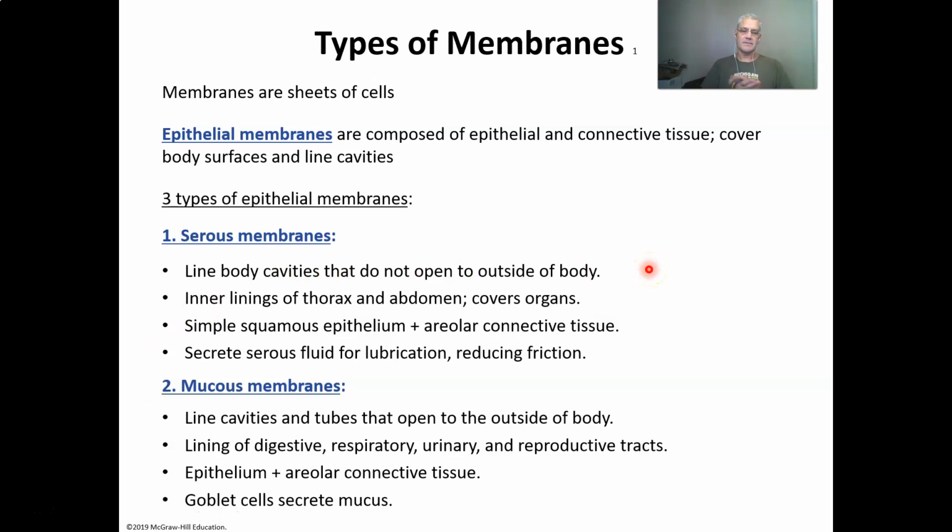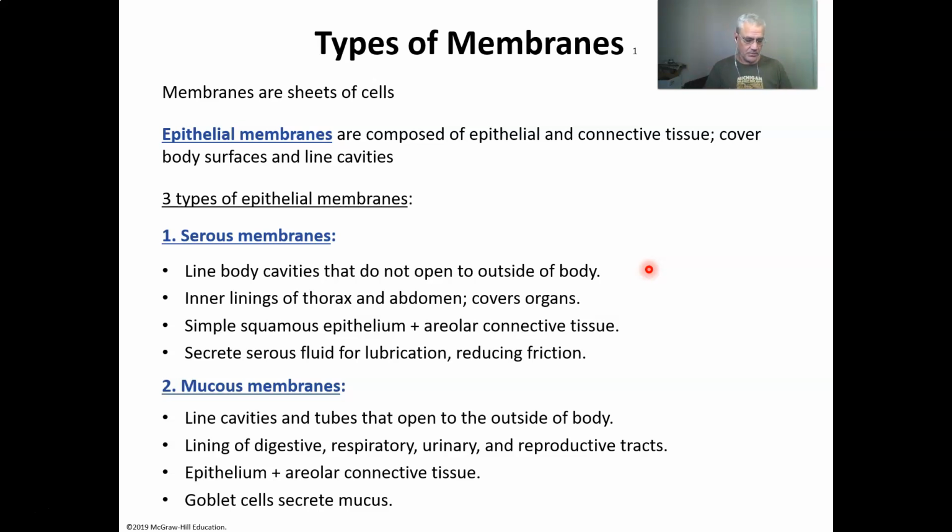All right, so in the body, we organize things around different structures. We combine these tissues together, but we also have to have membranes. And membranes, in this case, we're not talking about a cell membrane. We're talking about, in this case, epithelial membranes composed of epithelial cells, but they're also composed of connective tissue that allows a structural support to the epithelial cells.